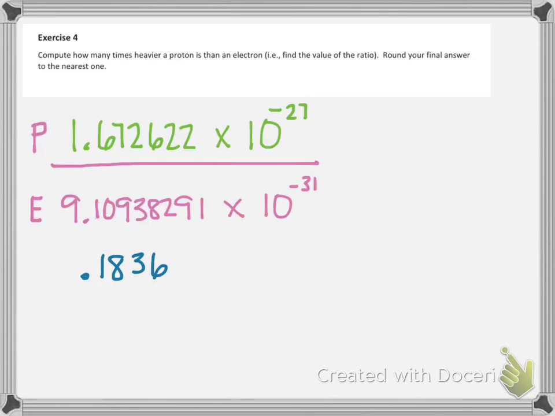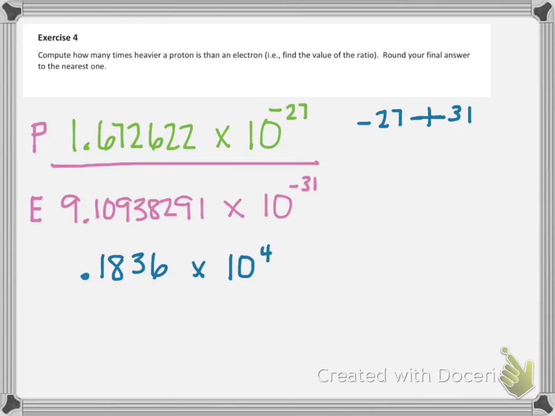We'll be pretty close. And then times 10 to the, well, what power? Well, this is division, so we're subtracting the exponents. So let's do this. Negative 27 minus a negative 31. And so this becomes positive. So it's a negative 27 and a positive 31. That's a positive 4. So it's 10 to the 4th.